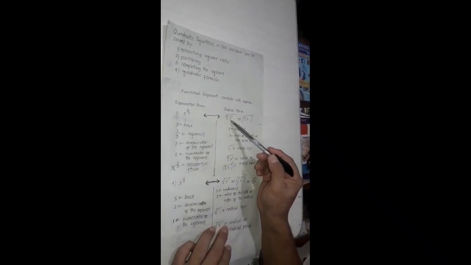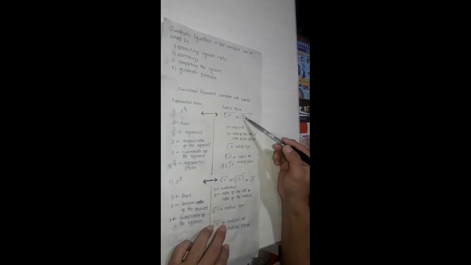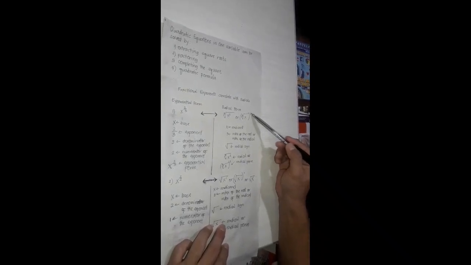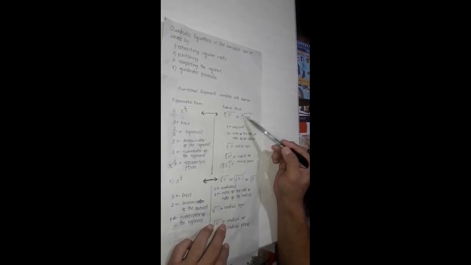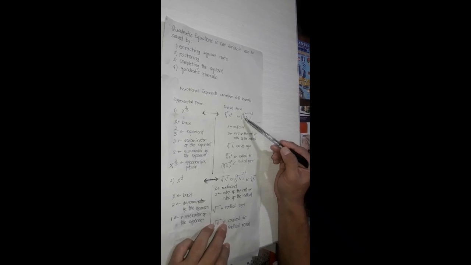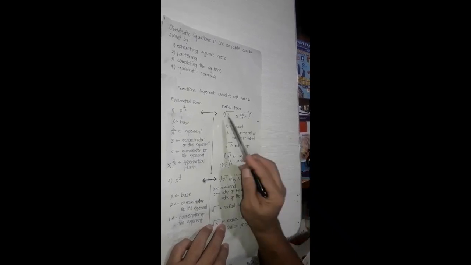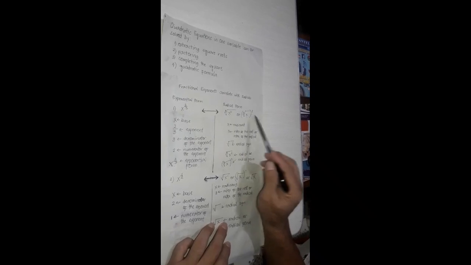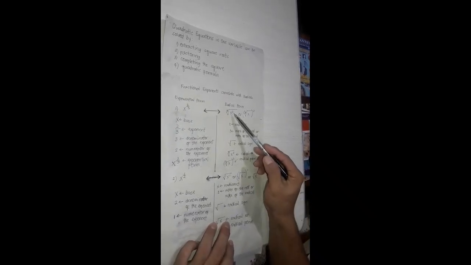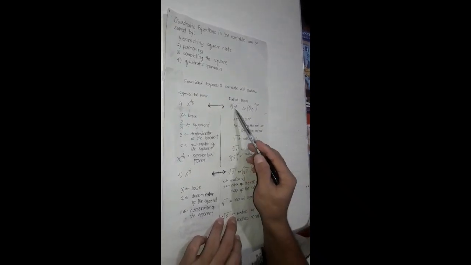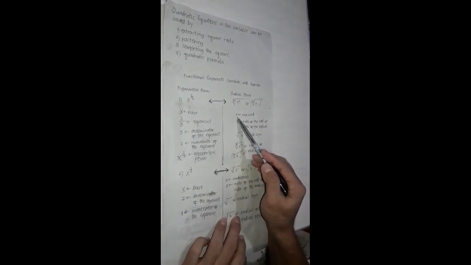The radical form of x raised to 2/3 is the cube root of x squared, or the quantity squared of the cube root of x. I repeat, this is the quantity squared of the cube root of x. These two are the same. In the radical form, x is the radicand. In the exponential form, x is the base.